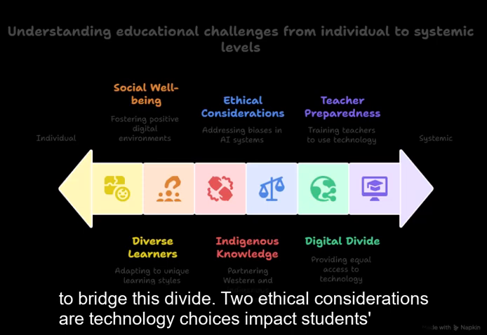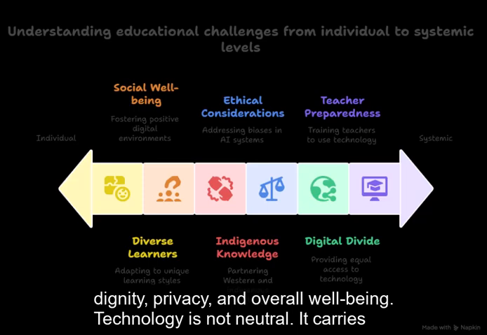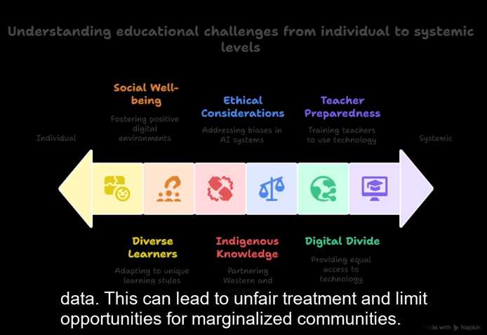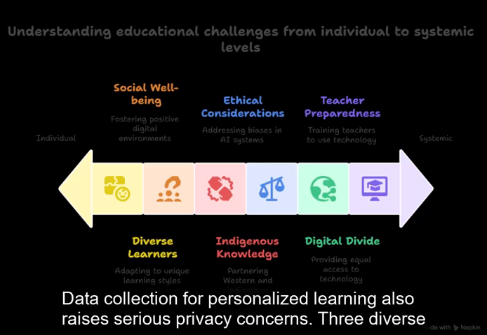2. Ethical considerations. Our technology choices impact students' dignity, privacy, and overall well-being. Technology is not neutral, it carries values. For instance, AI systems can unintentionally show biases from their training data. This can lead to unfair treatment and limit opportunities for marginalized communities. Data collection for personalized learning also raises serious privacy concerns.